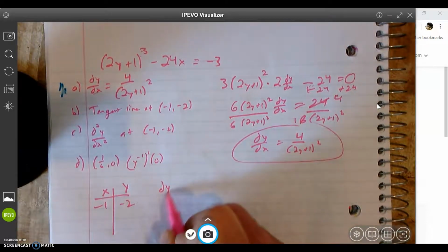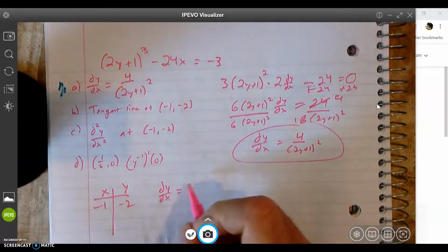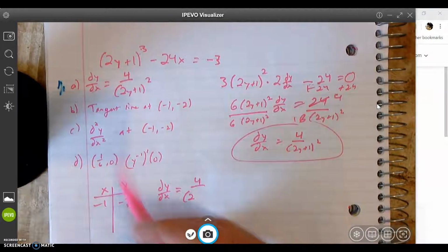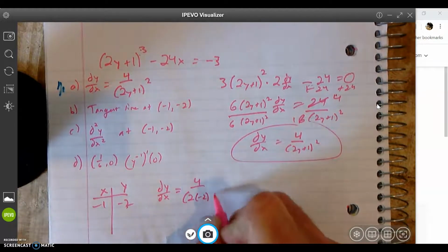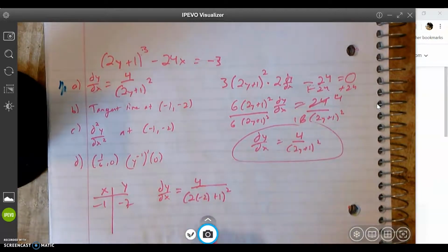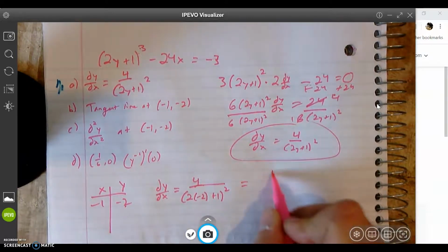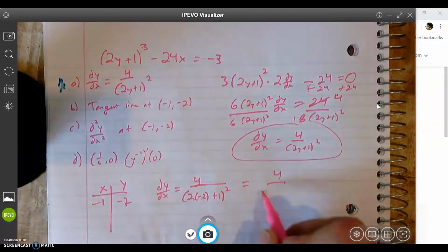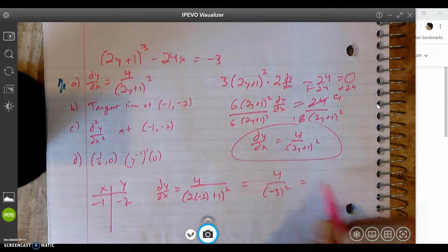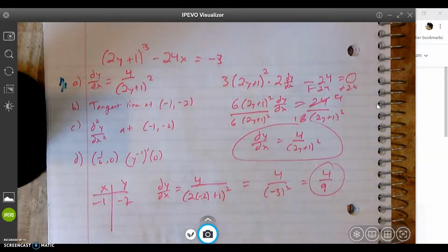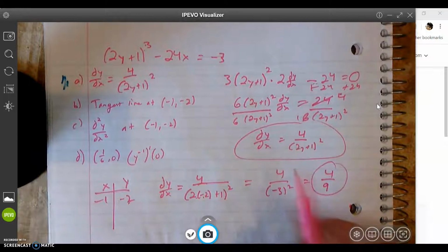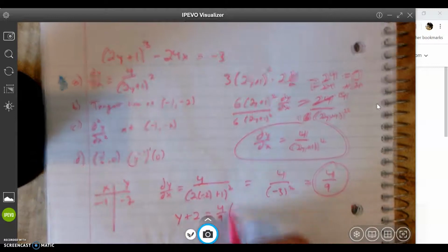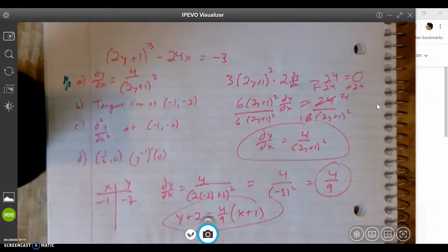So your slope, dy/dx, is going to be 4 divided by 2 times, what's the y value? Because that's the y, right? That would be -2, plus 1, squared. Bam. Okay, so that's going to be 4. 2 times -2 is -4, plus 1 is -3 squared. So it's 4/9 is your slope. Cool. So it gives you the point and the slope. You're good to go. y plus 2 equals 4/9 times the quantity x plus 1. Bam, part B. Got it.